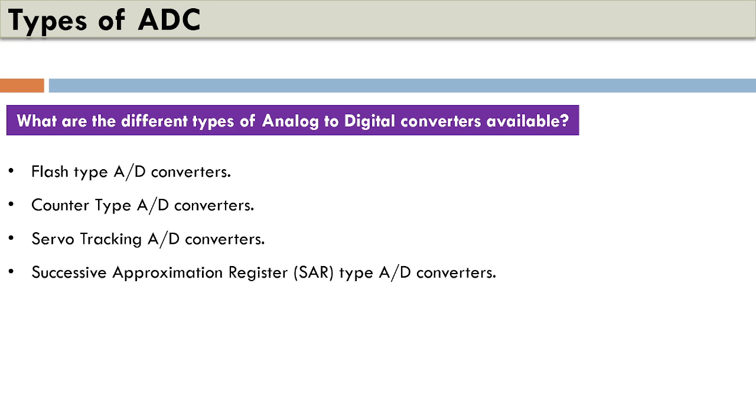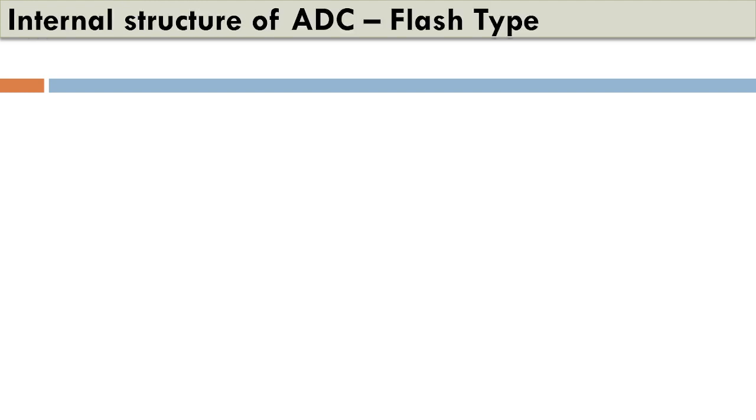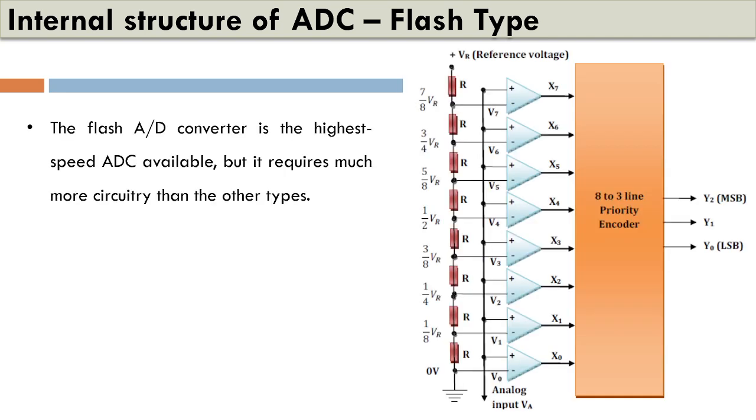And a very popular one is successive approximation register, that is SAR type AD converters. What we'll discuss today is the internal structure and the functionality of flash type ADC. Now let's have a look at the internal diagram of the flash type ADC.